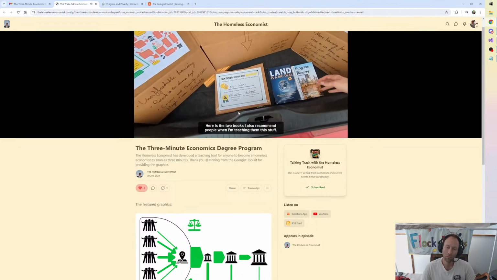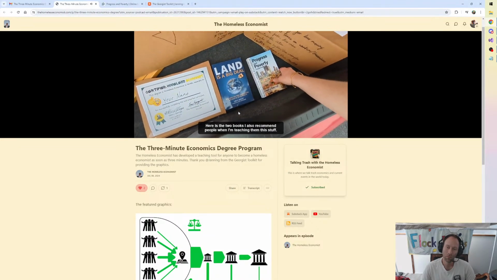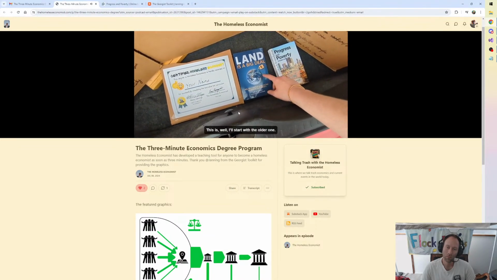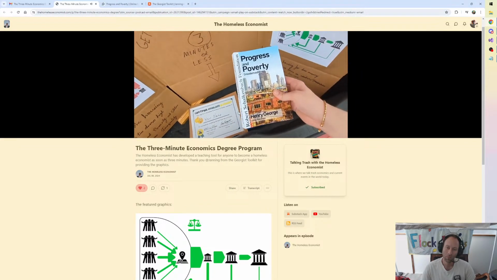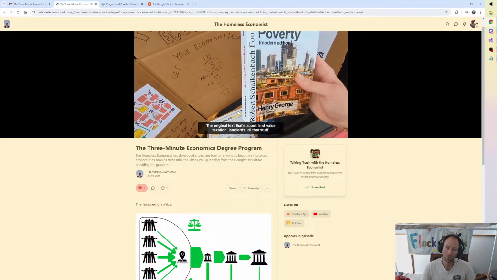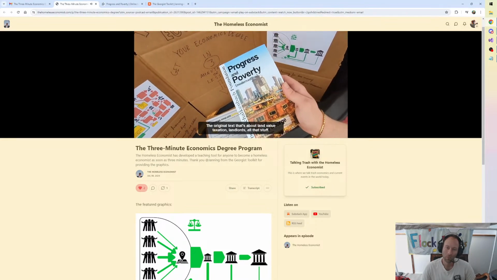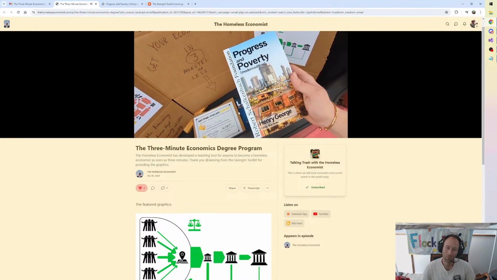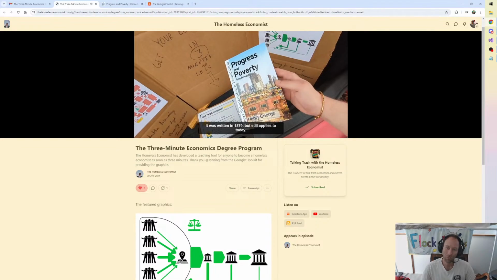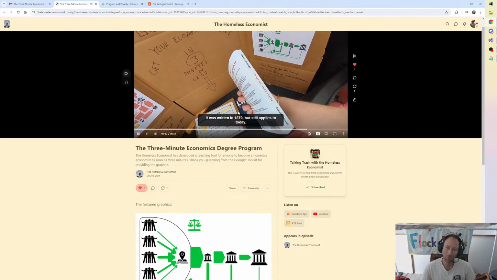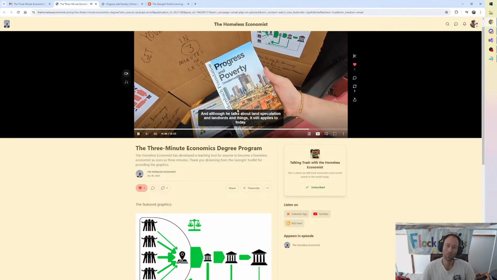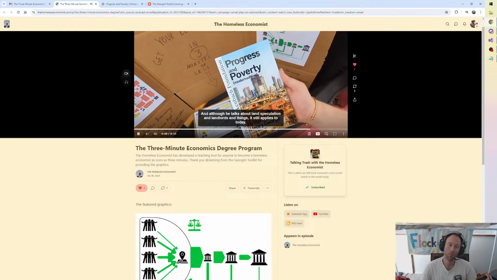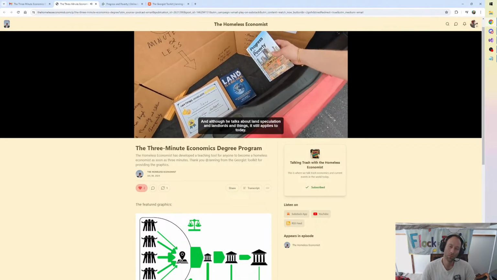Here are the 2 books I also recommend when I'm teaching people this stuff. I'll start with the older one. This is Progress and Poverty by Henry George, the original text about land value taxation, landlords, all that stuff. It was written in 1879, but still applies today. And although he talks about land speculation and landlords, it still applies today.